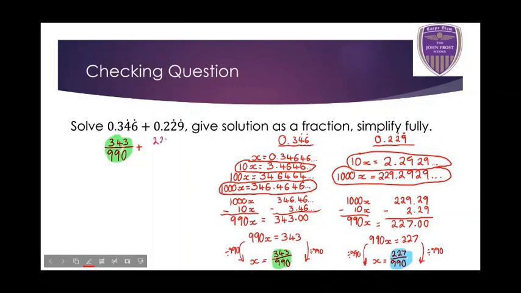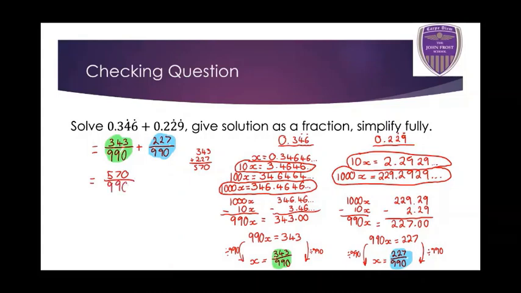Add that to 227 over 990. Showing you where we got this from. So we're trying to solve this. So 343 plus 227, let's do some quick maths over here. 343 plus 227, 3 plus 7 is 10, 4 plus 2 plus 1 is 7, 3 plus 2 is 5. So we have got 570 over 990. And I can also see fairly easily, I can divide these both by 10. So that will be 57 over 99.